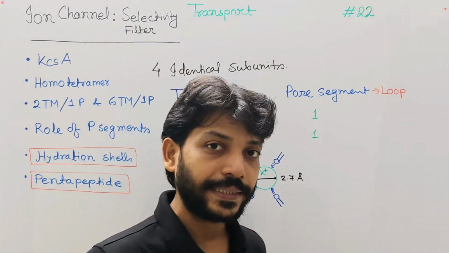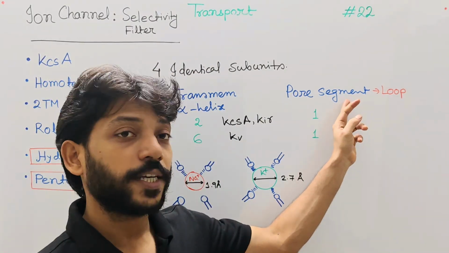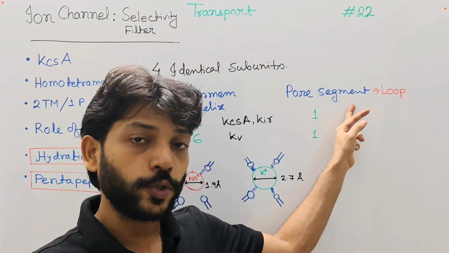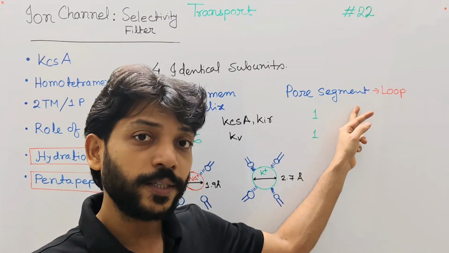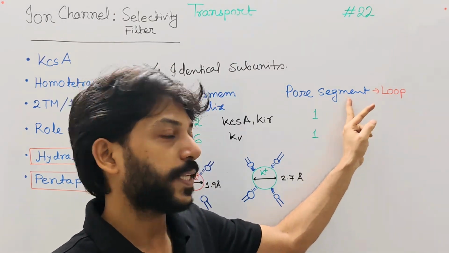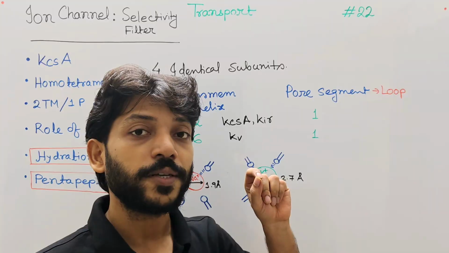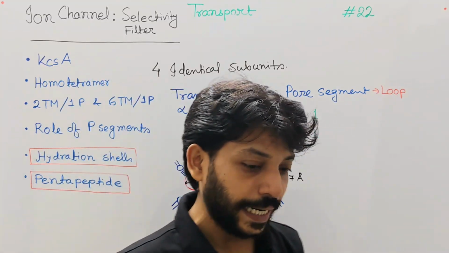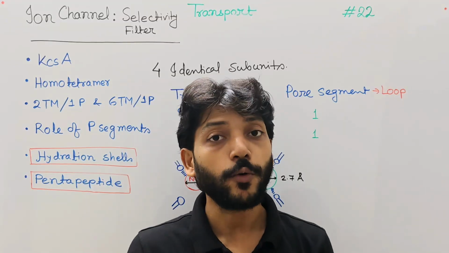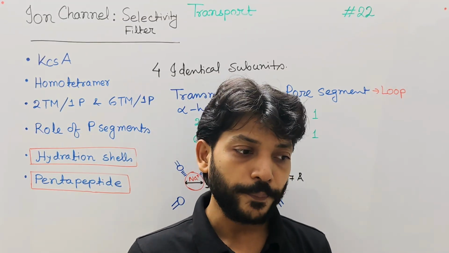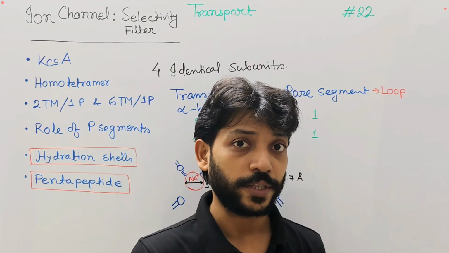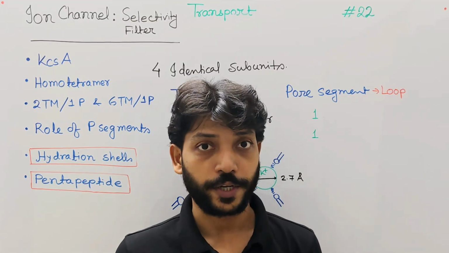Now, one thing I want to mention is that this P segment is important for the selectivity. Specifically, the real selectivity filter is the loop structure of this P segment. Scientists have found that this P segment is important for the selectivity. How do they know this? Because when they compare the amino acid sequences of all other potassium channels, they found that these sequences are highly homologous in all potassium channels.